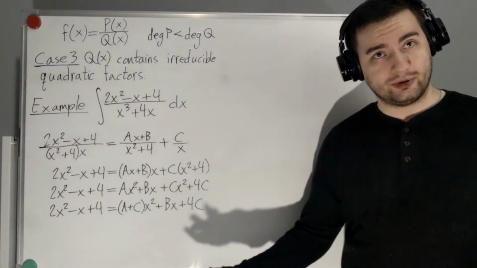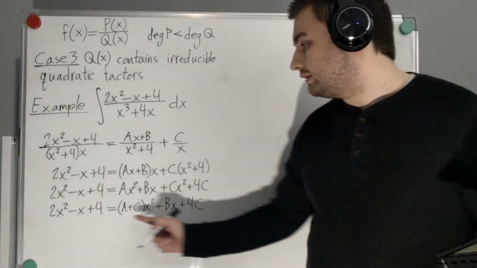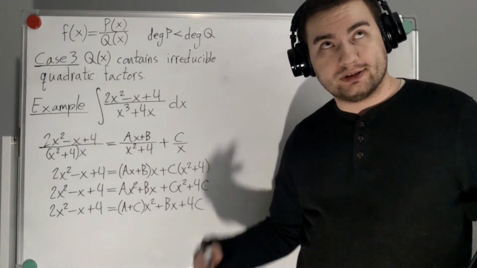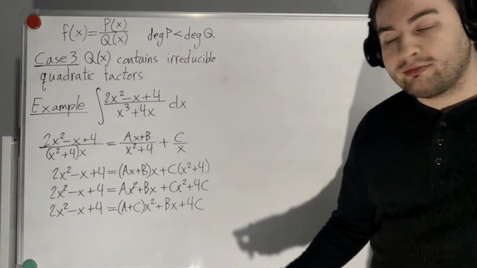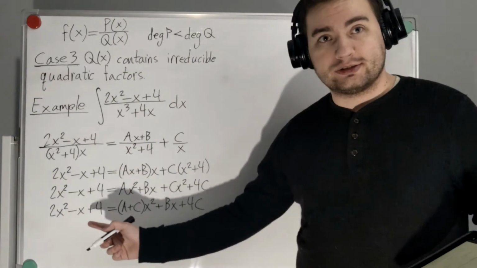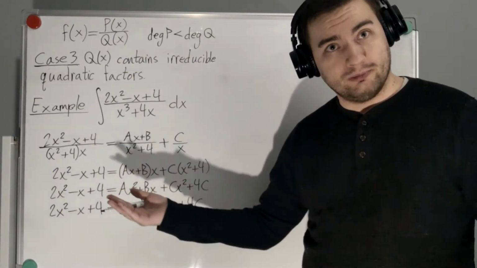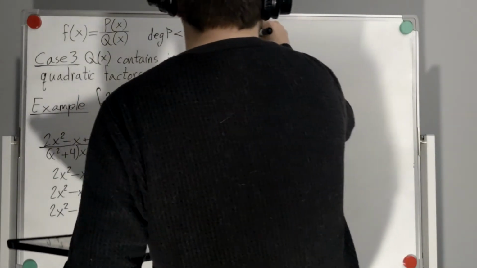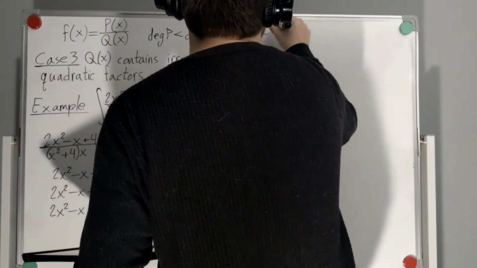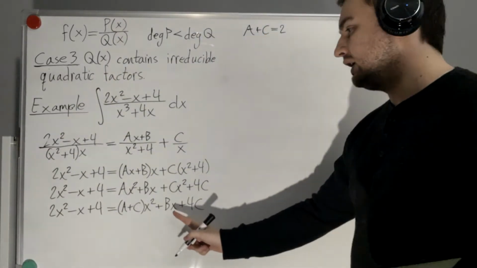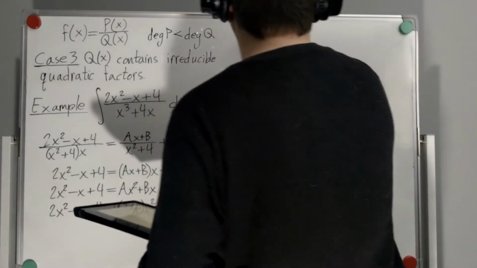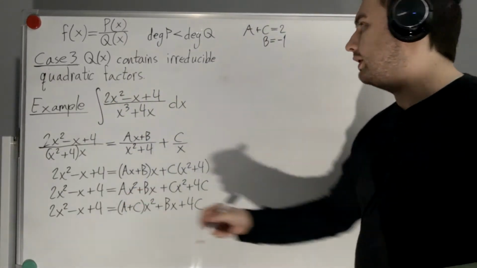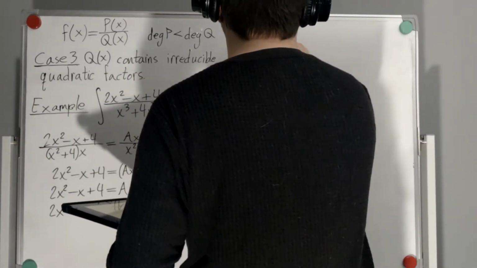So then, just as before, we're asserting that these two polynomials are the same for all values of x, except maybe a few exceptions. So that means that their corresponding coefficients have to be equal. So what we get here is that a plus c has to be 2. So a plus c equals 2. B has to be negative 1. So b is negative 1. And 4c has to be 4. 4c equals 4.